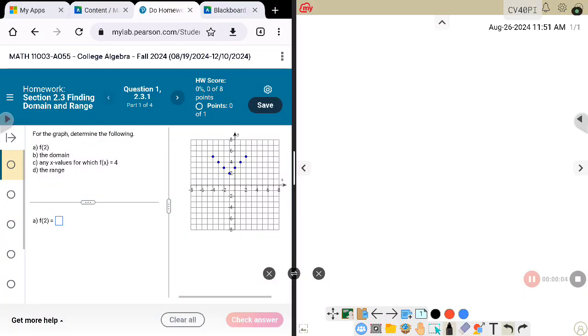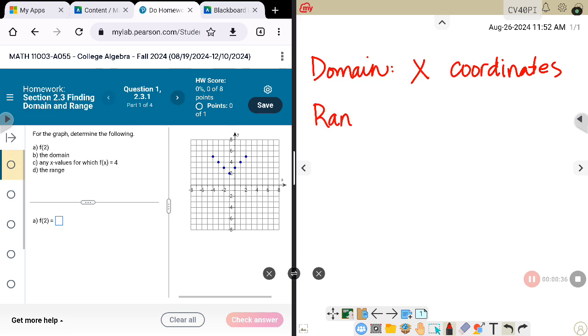In this section, we are going to be talking about finding the domain and the range. The domain is the set of all first coordinates of the function or the graph, and in other words, that's going to be your x's. And the range is going to be your y values or coordinates.